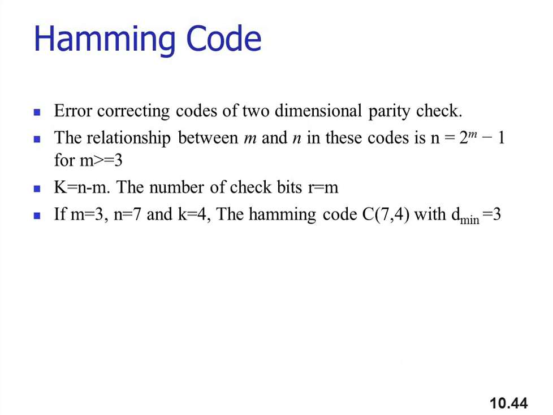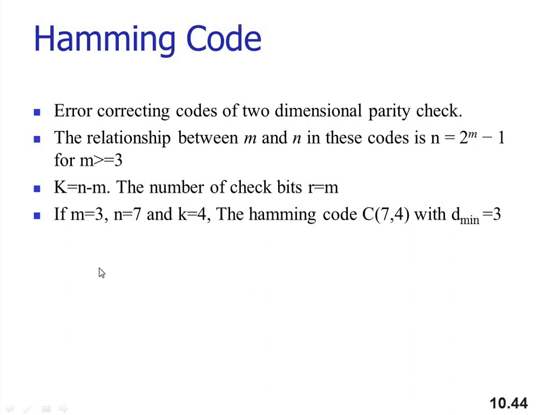You can check the relation between m and n. For a Hamming code, n is equal to 2 raised to m minus 1, where m is greater than or equal to 3. And k is equal to n minus m, which we have already seen. So if m is equal to 3, and the total number of bits in the valid code is 7, then k is equal to 4.